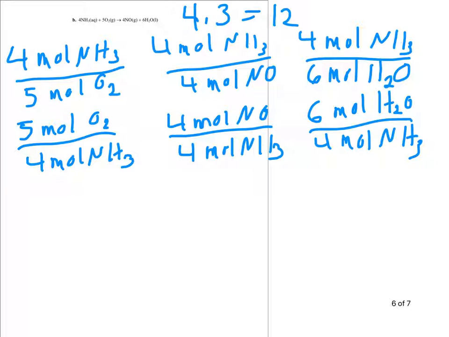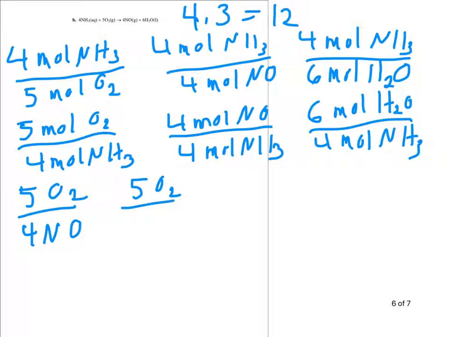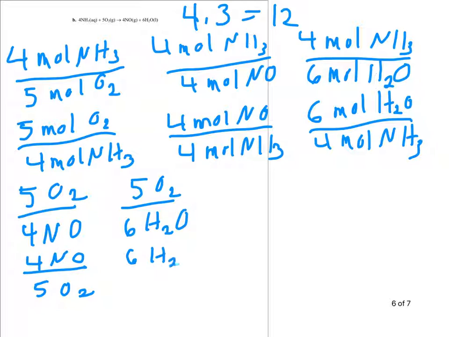So I've completed everything that has NH3 in it. Now I go to the 5O2 over 4NO. 5O2 over 6H2O. That's things with the O2. Now we flip them over. 4NO over 5O2, 6H2O over 5O2. Now I've got 10. Got 2 more. And I just work my way down.